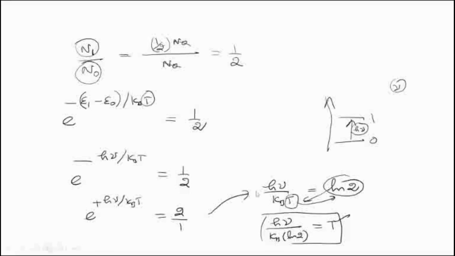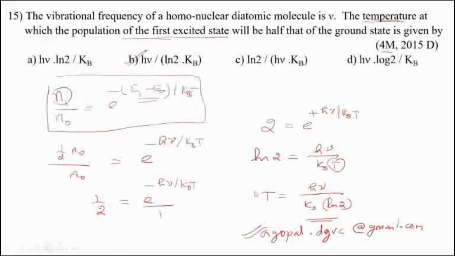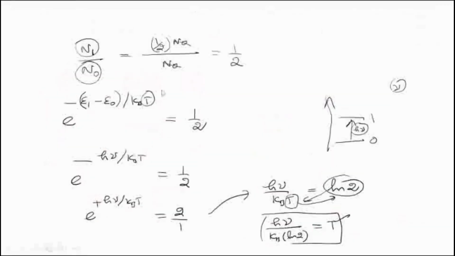Okay, students, are you able to follow this? So the correct option is this, h nu by kB into ln 2. Students, follow பண்ண முடியுதா? Hello? Yes, sir. Yes, சொல்லுங்க, டவுட் இருக்கா? டவுட்ஸ் ஏதாவது இருக்காப்பா?